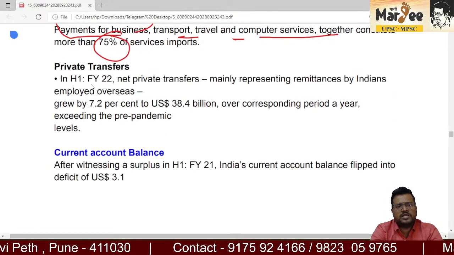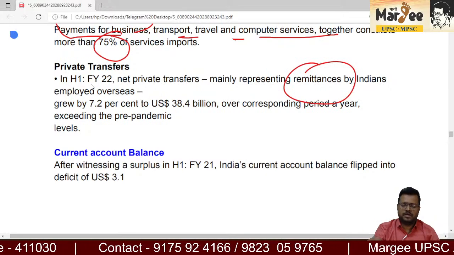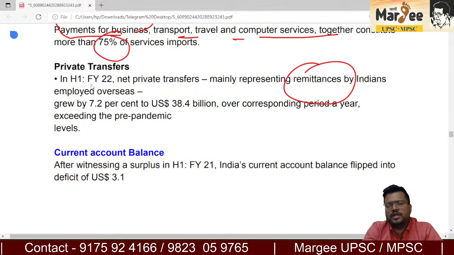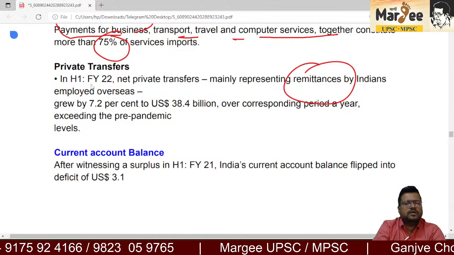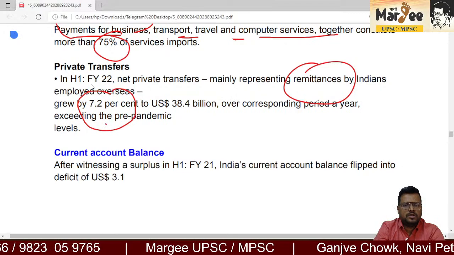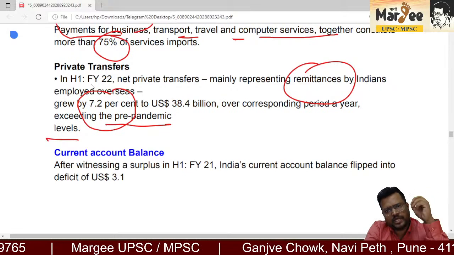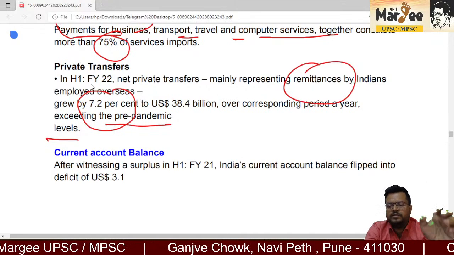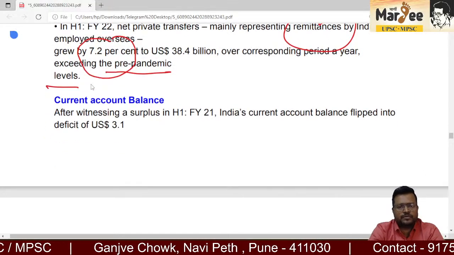Then private transfers, that mainly constitute remittances. Remittances means our diaspora sends their share of income to their family or household, that is known as remittances. That has also grown by 7.2%. So it has also exceeded pre-pandemic level. Due to the pandemic, these remittances were also affected because there were restrictions on movement. There were job losses. So because of that, these remittances got affected also.